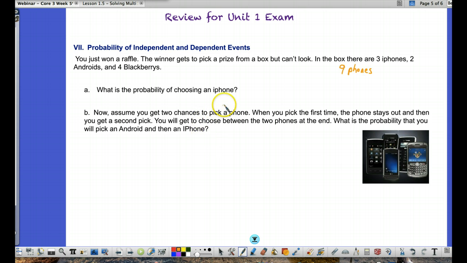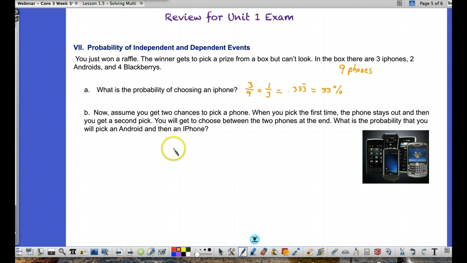Okay, so we want to know the probability of choosing an iPhone. So what's that probability? You're exactly right. There's 3 out of 9 phones that are iPhones. We can reduce that to 1/3. A lot of times when people think of probability, they think of percent, right? So if we divide that out, we have 0.333 repeating, and we can round that to approximately a 33% chance of choosing an iPhone.